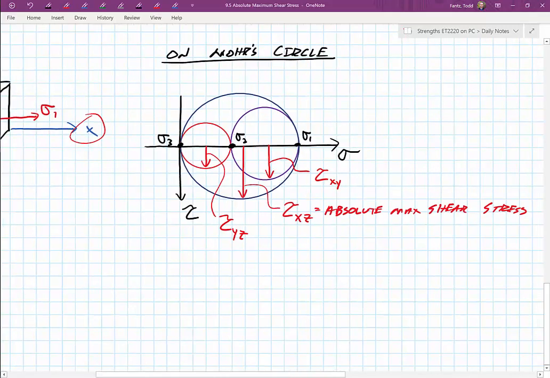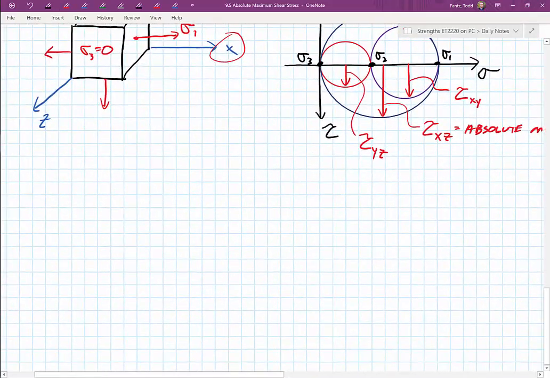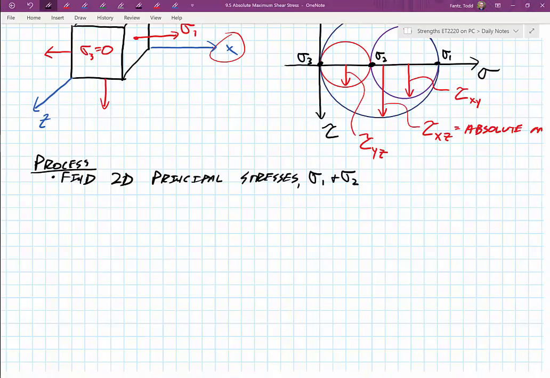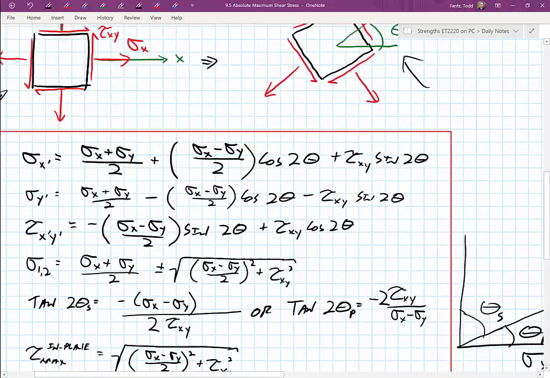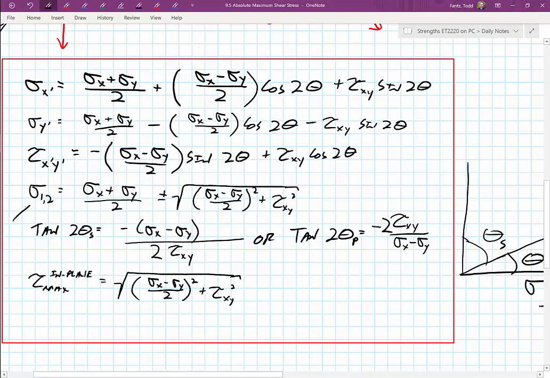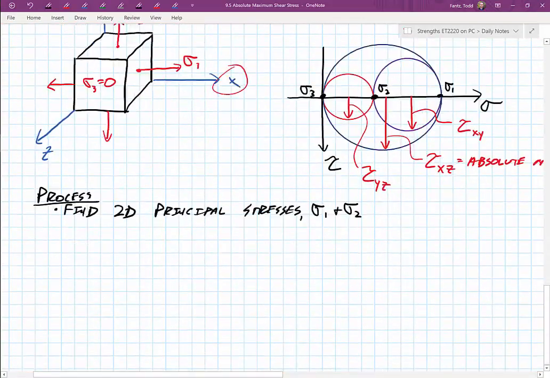All right, so let's go ahead and talk about the process for how you are going to solve these problems. First step is looking at your 2D element just like last time. You're going to find your 2D principal stresses. I suppose you could just use these equations at this point, but really this is your radius over here, and this is my sigma average right there. So it's just your average plus or minus the radius to get those principal stresses.